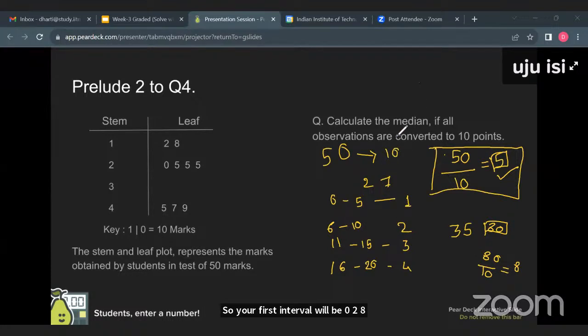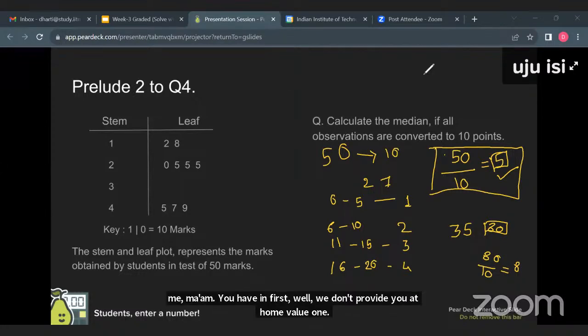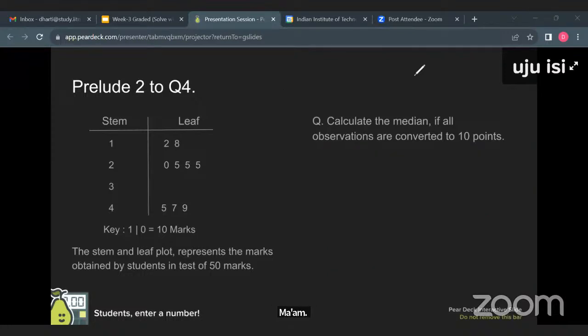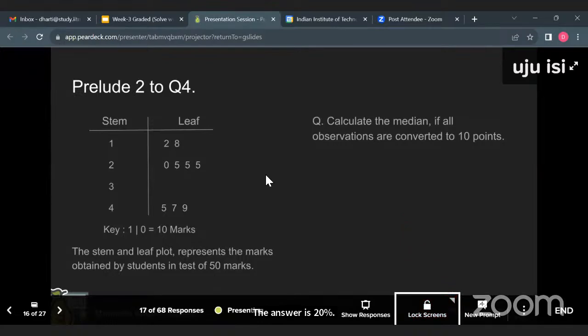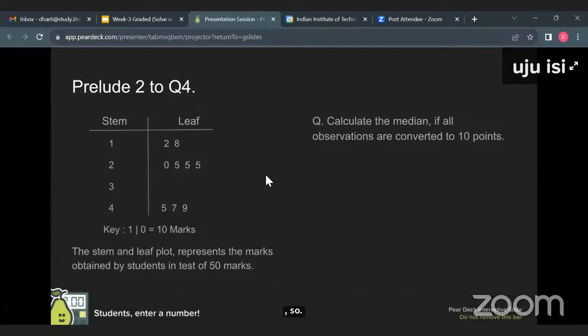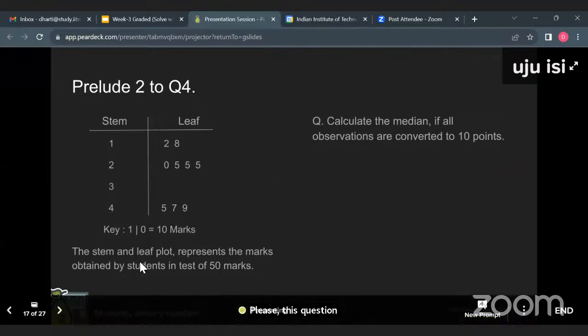Excuse me, ma'am. In the first interval 0 to 5, you have put value 1. But in the given question, there is not any value in the interval 0 to 5. First of all, please solve this question. The answer is 25, right? We will go to the answer in some time. Who is asking the question? Please ask the question. We will see the answer in some time. Ma'am, please solve this question. Okay.